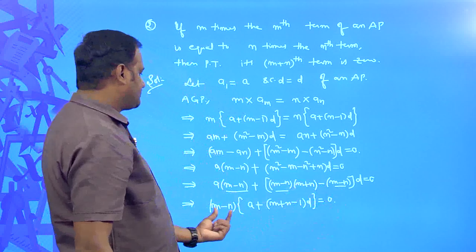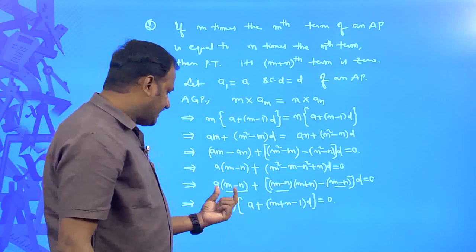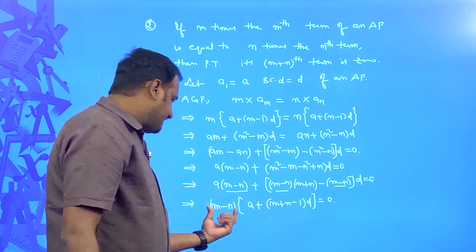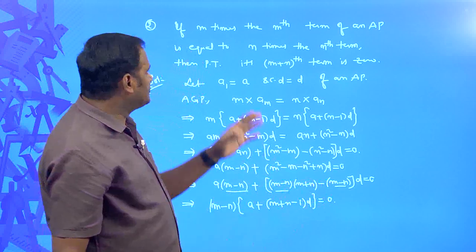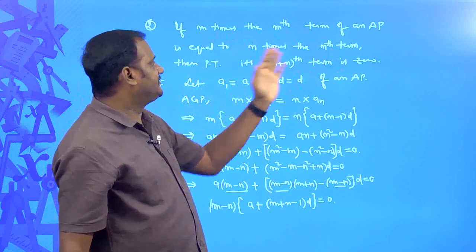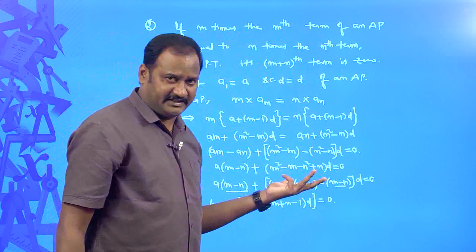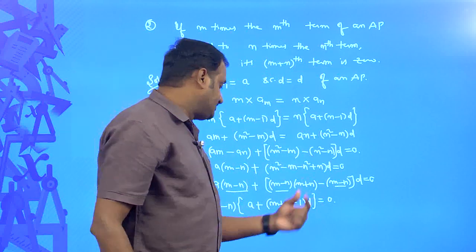See, this is the product of two terms is equal to 0. When the product of two terms is going to be 0, either first term equal to 0 or second term is equal to 0. When you take m minus n is equal to 0, then m is equal to n. M is equal to n means what? According to the problem, m times the mth term of an AP is equal to n times the nth term. Nothing important with that. So, another term, a plus m plus n minus 1 into d.